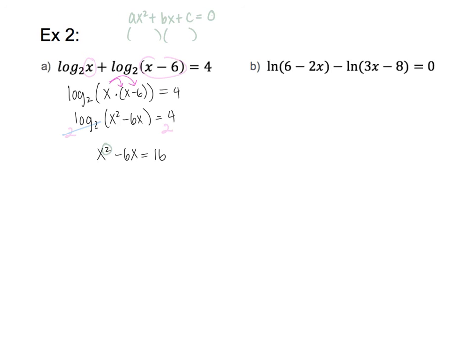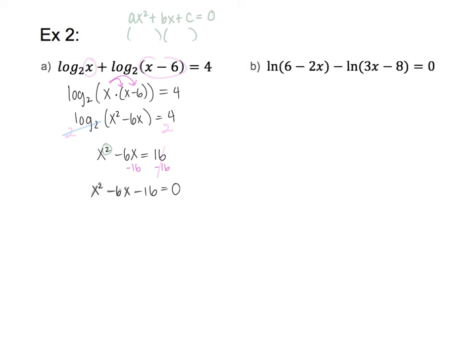So what I notice here is that this is not in standard form. Like x squared and x's are together, but not the constant. So what I'm going to do is bring the 16 over by subtracting 16 from both sides. This would cancel. So now I have x squared minus 6x minus 16.